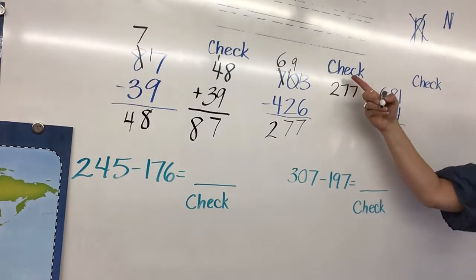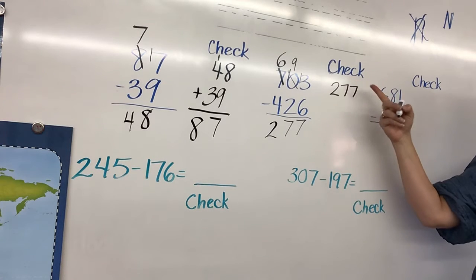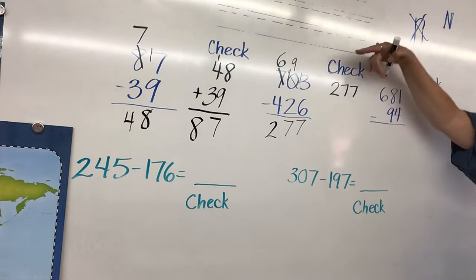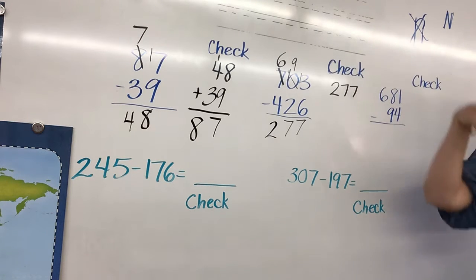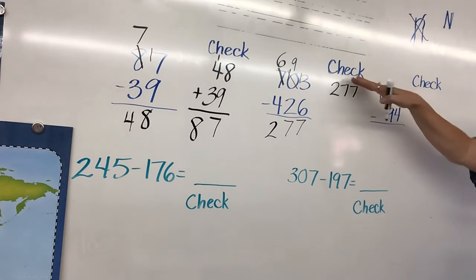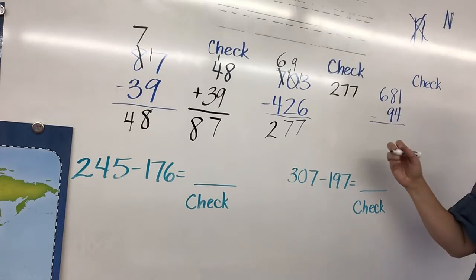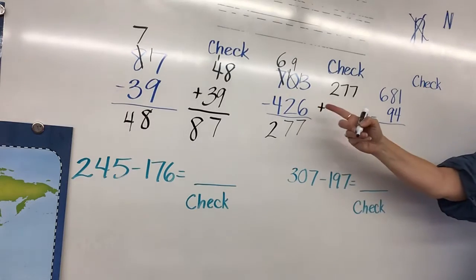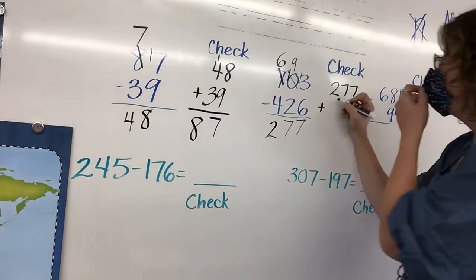277. Please make sure you write it low enough underneath the word check so that you have room for renaming. If you smush it right up against the word check, that means you're going to be putting the renaming numbers on the word check, and I don't want to see that. Because sometimes when people have done that in the past, I couldn't tell if they put it there or not. So make sure you leave room underneath the word check. And we are going to add back what we subtracted, which is the 426.